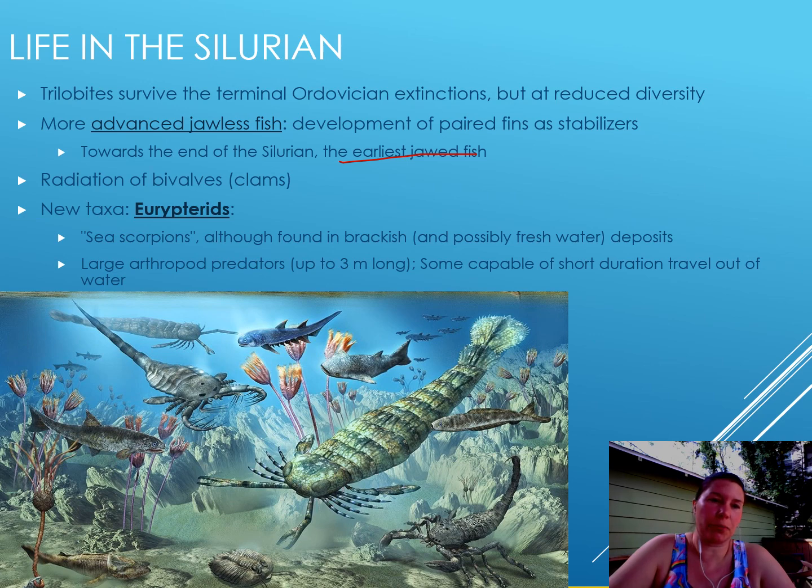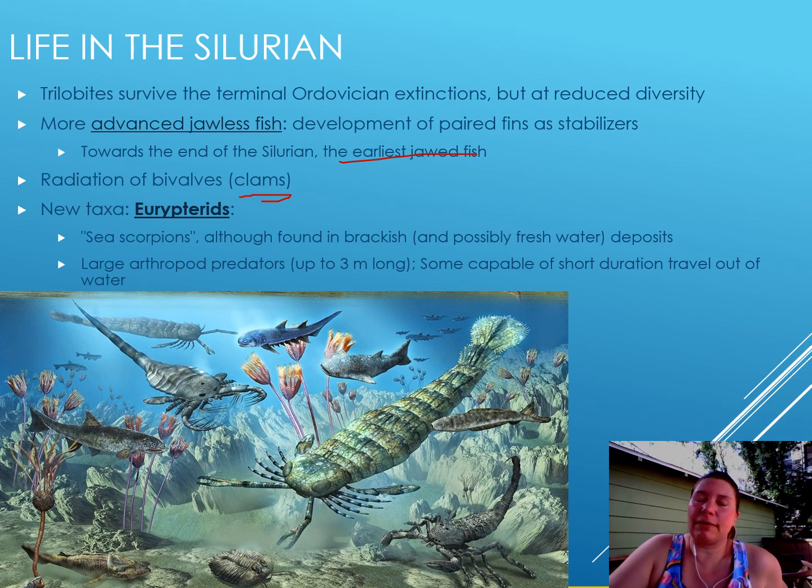They're running the show. So clams are going to diversify, which is a big deal because today you can't look at any water environment and not see clams. They're everywhere. They are one of the most successful groups of animals on the planet. What this picture is showing us, though, that's really cool, is something called a sea scorpion or a eurypterid.